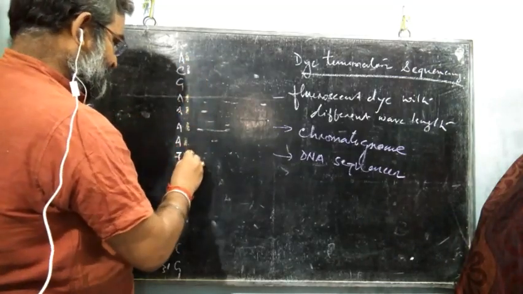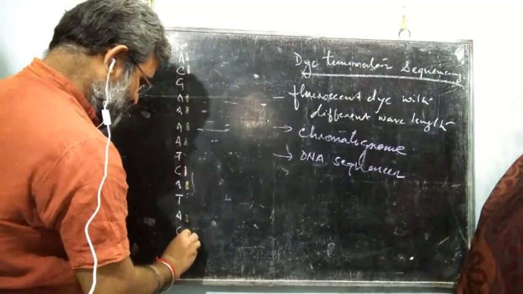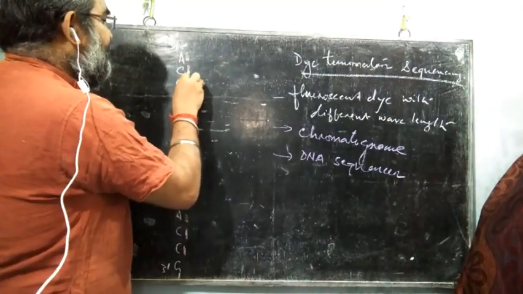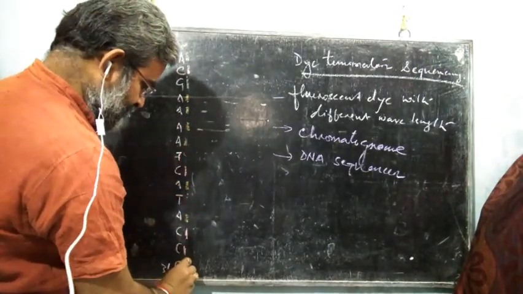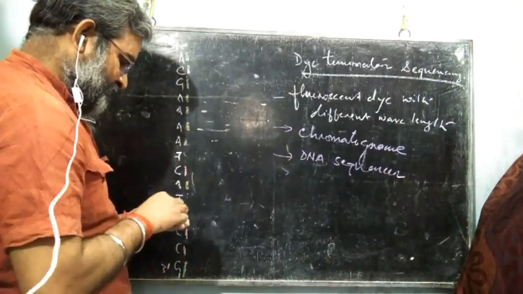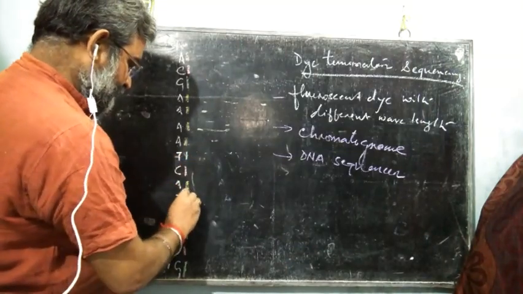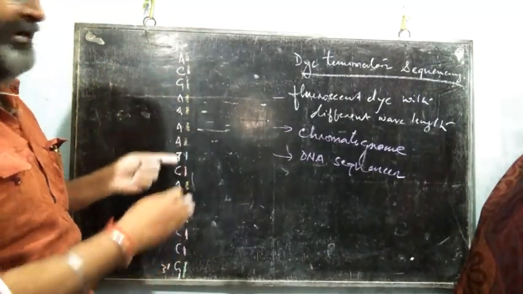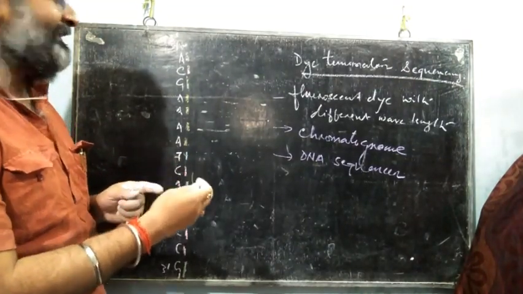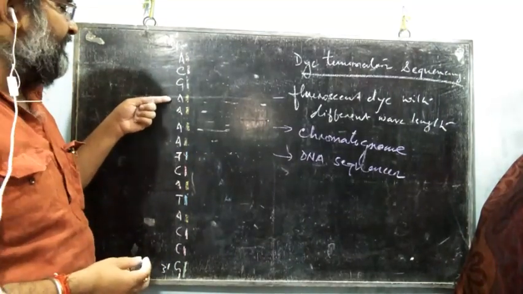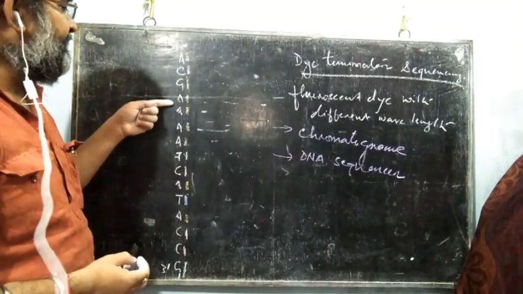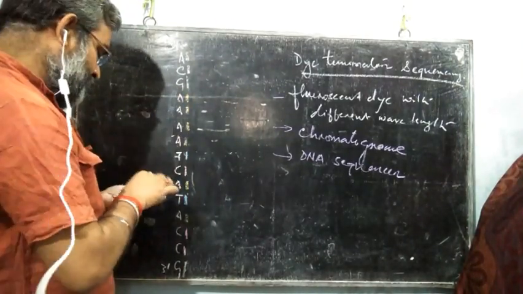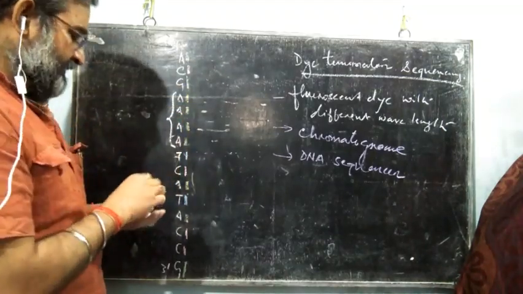C has red, G green, and T blue. And if we run the DNA sequence, it represents the different wavelengths, and those wavelengths emit light with different intensity, because the magnitude of the intensity of the light is increased by the number. Here, for example, in the sequence it is 4.